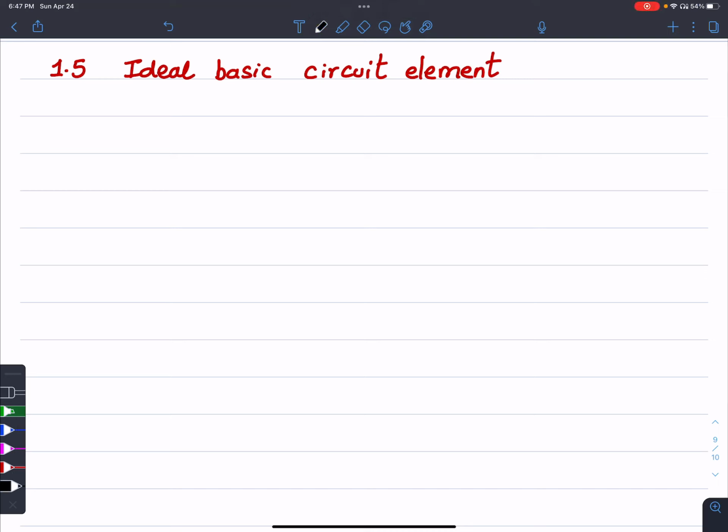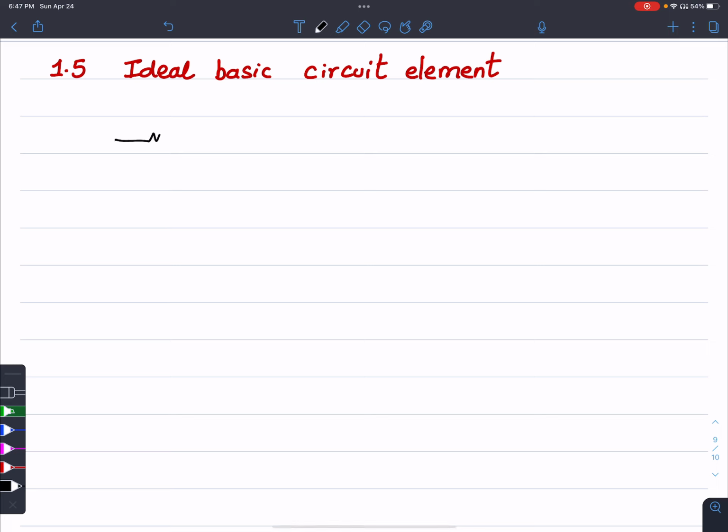In this course, we are going to look at a bunch of circuit elements or circuit components. All of those circuit components can be idealized or represented using a basic circuit element. Let me show you what I mean.